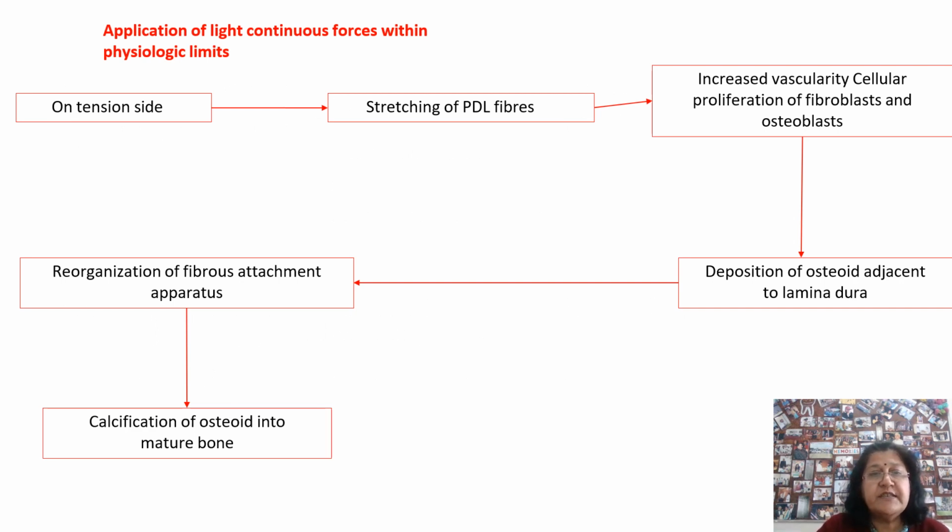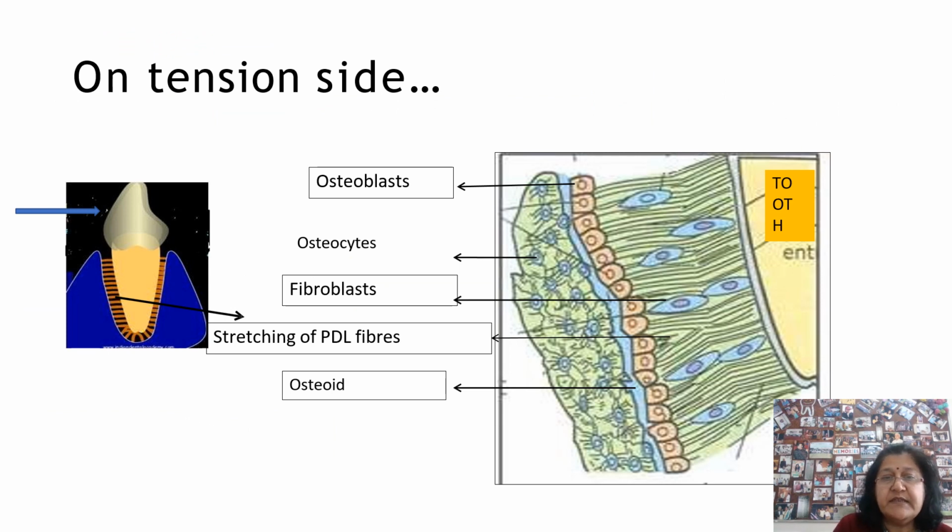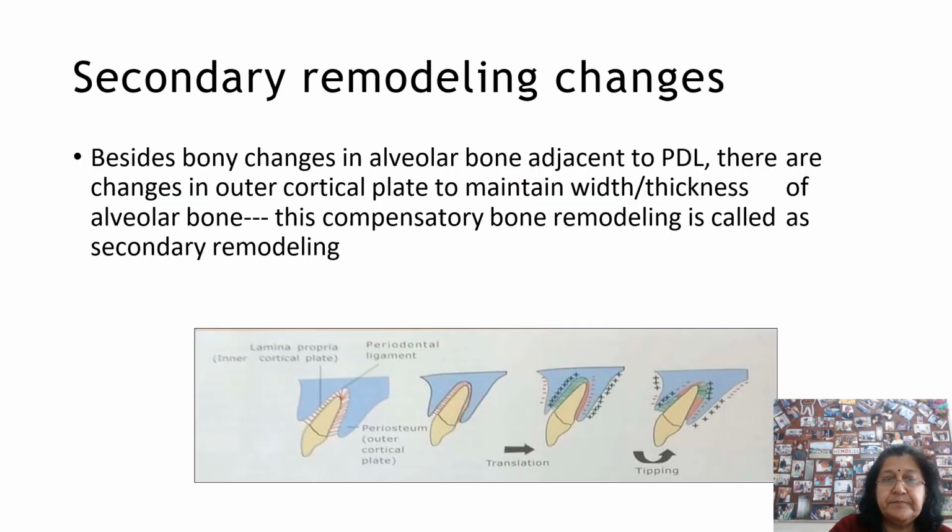What happens on the tension side when light continuous forces within physiologic limits are applied? There is stretching of periodontal ligament fibers, increased vascularity, cellular proliferation of fibroblasts and osteoblasts, deposition of osteoid adjacent to the lamina dura, reorganization of the fibrous attachment apparatus, and calcification of osteoid into mature bone. So it can be seen that the osteoblasts line the bone surface and form the osteoid, which later matures into bone on the tension side.